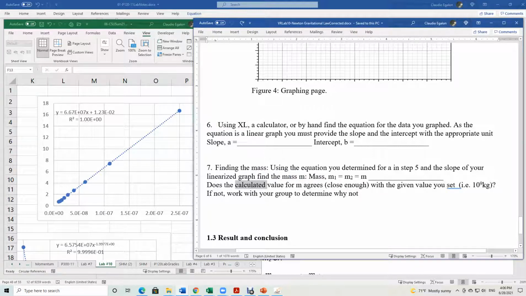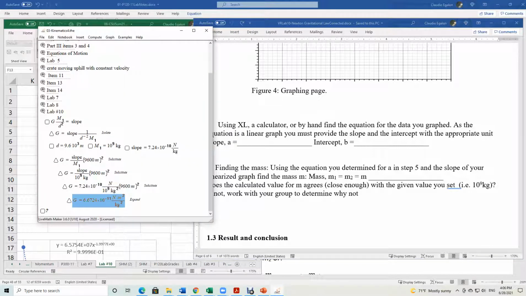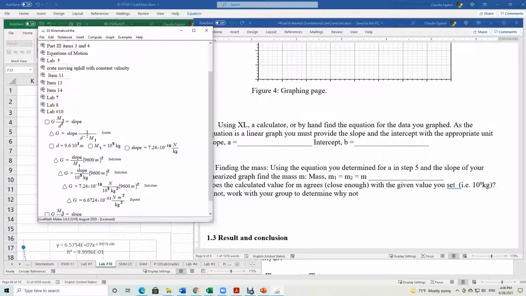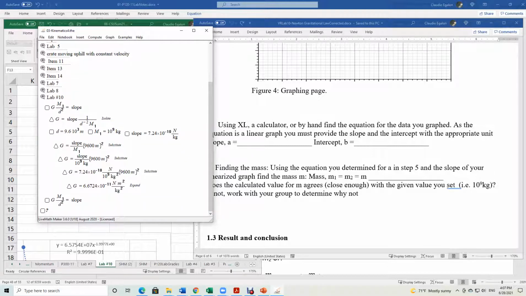Finding the mass, using the equation determined for step number 5, and the slope of your linearized graph. Find the mass, m1, m2. Okay, so how do we do that? We're going to go back here. That's going to be my equation. But now it's going to be a little bit different. The slope is going to be G M1 M2. But don't forget that M1 is equal to M2. Okay?